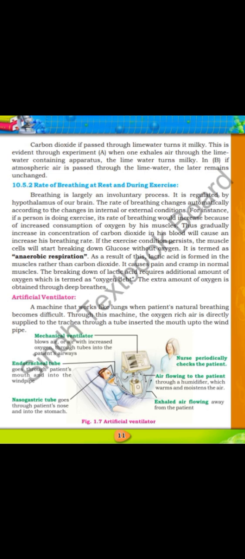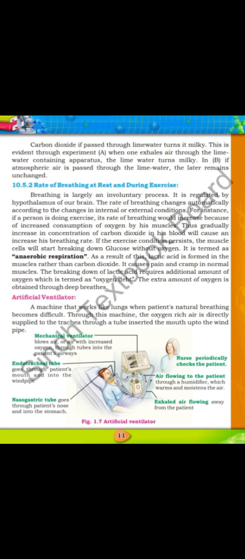And the breaking down of lactic acid requires extra amount of oxygen, which is termed as oxygen debt, and the extra amount of oxygen is obtained through deep breaths. So dear students, it is the rate of breathing at rest and during exercise, and there is a vast difference in between the two.